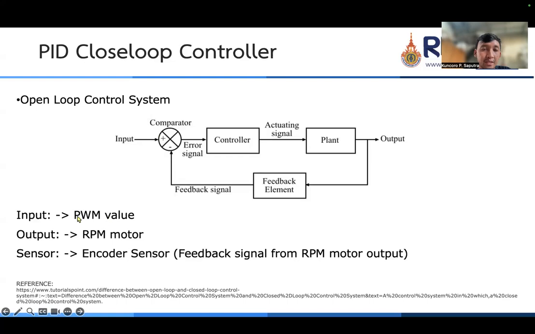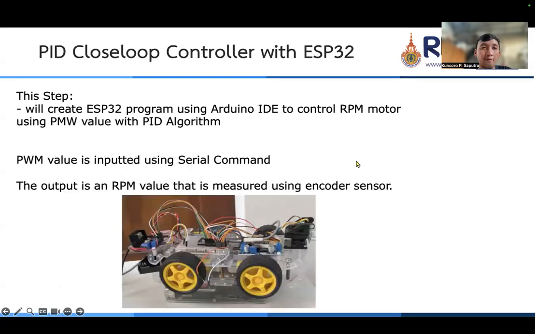So for this system, the input we use is a PWM value, and the output is the motor RPM. And we use an encoder sensor for the feedback signal from the RPM motor output. For this experiment, I use a RoboCar kit like the one in this picture. So we will create an ESP32 program using Arduino IDE to control the RPM motor using a PWM value with a PID algorithm.